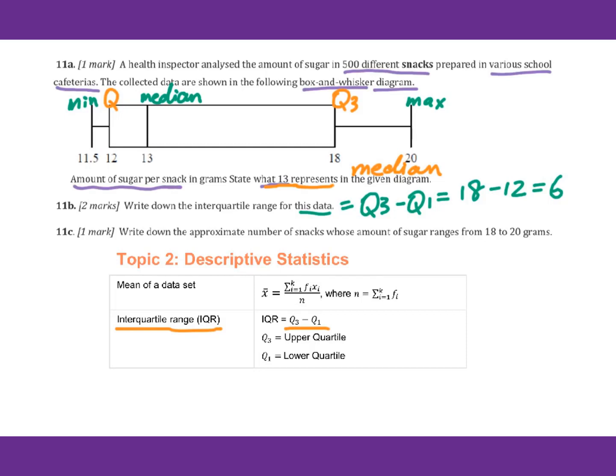For 11C, write down the approximate number of snacks whose amount of sugar ranges from 18 to 20 grams. For the whisker plot, each section is 25%. Therefore, from 18 to 20, you will use 25% times altogether 500. You will get 125 snacks.